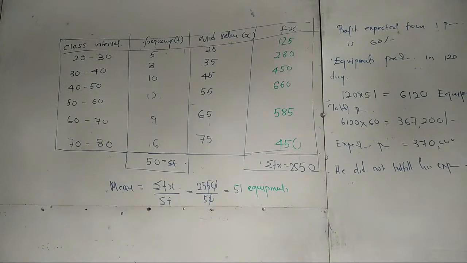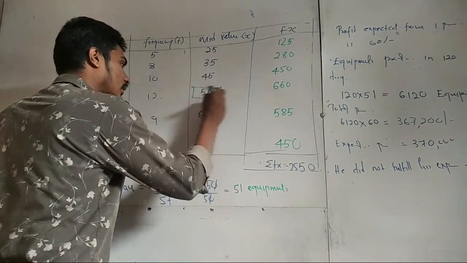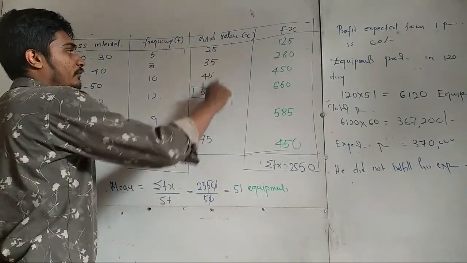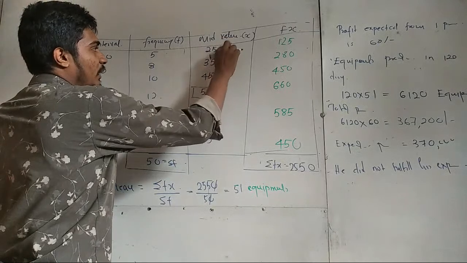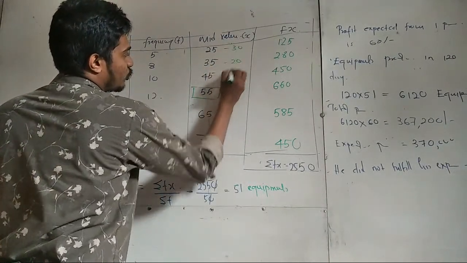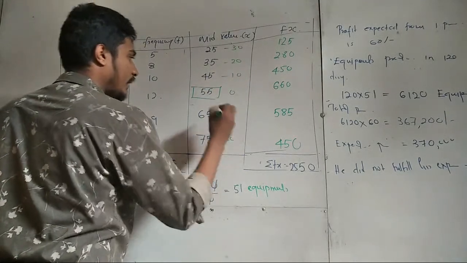Guys, are you guys good here? How to do using assume mean? Everybody say that? Yeah. So you pick a random mean. Let's say if 55 is the mean, then you subtract. So 25 minus 55 is minus how much? Minus 30. Here you will get minus 20. Here you will get minus 10. 0, 10, 20.